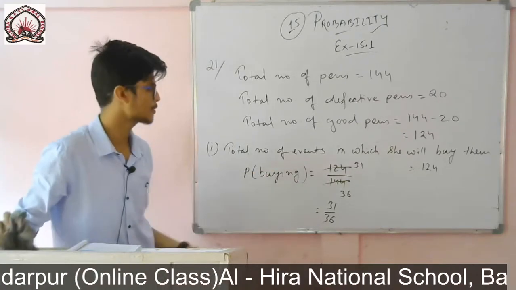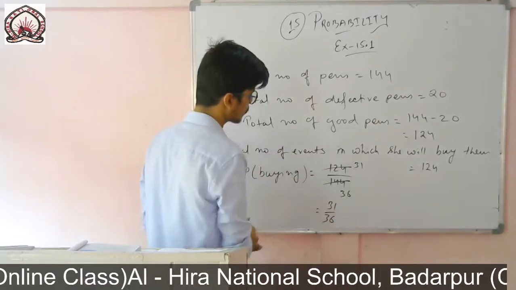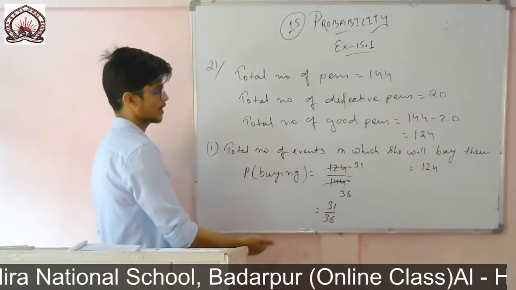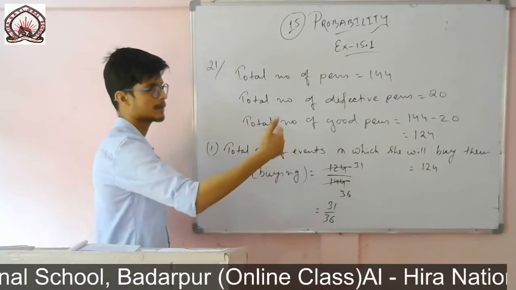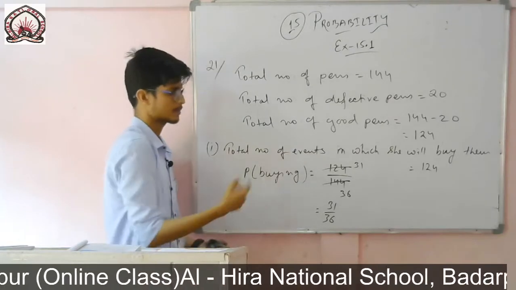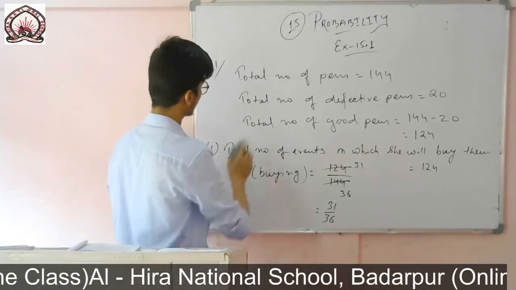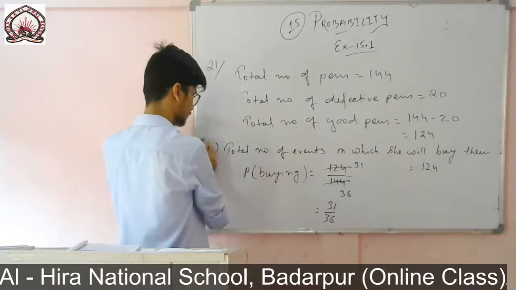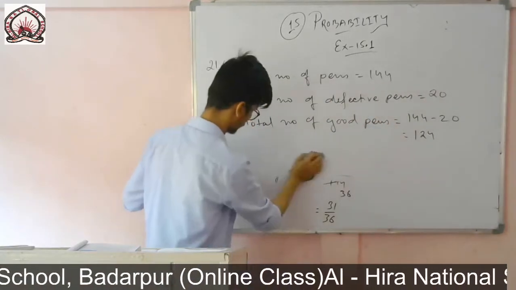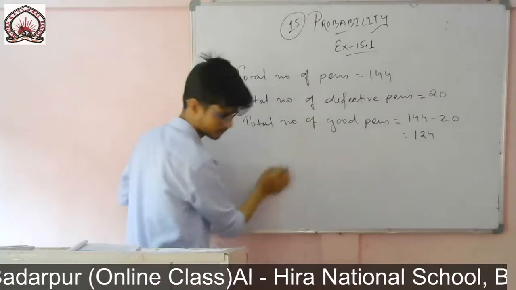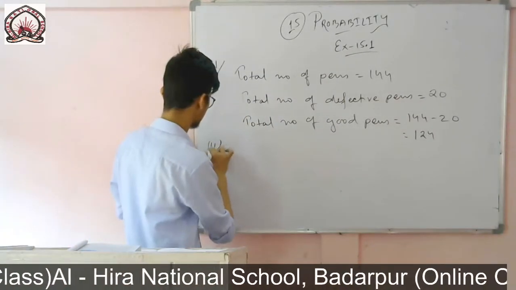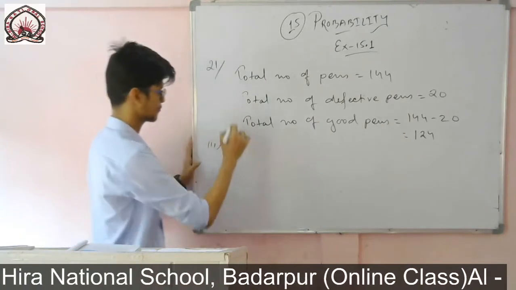Or normally also we can find. So I am doing normally. If you want, you can write directly that the probability of not buying will be equal to 1 minus the probability of buying, 1 minus 31 by 36. Directly we will get the answer. Or if anyone wants to do normally, then also you can do. I am doing this one.